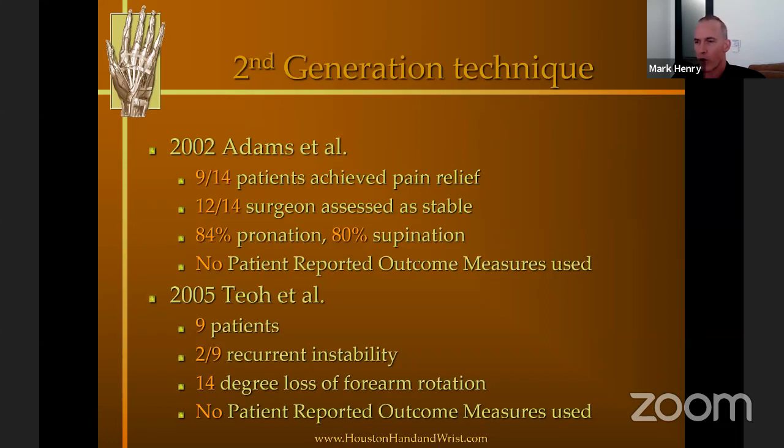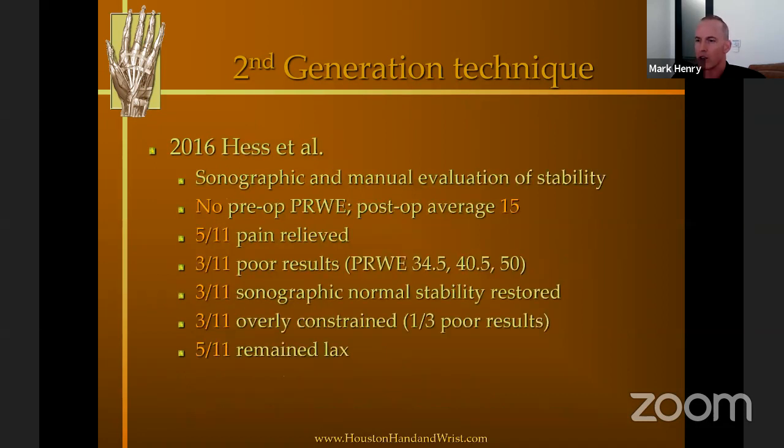Steve's already gone over some of the results from the second generation technique, so I won't rehash them. One of the things it does though, is if you make it tight enough that they're not unstable, you're going to restrict motion because you're creating a non-physiologic, non-anatomic constraint. And this was also shown in some of the other studies by other authors. And we're not using PROMs in those studies. And that's going to be very important, as I'll show you at the end of my talk, because it's hard to use the other objective measures to really say whether it's working or isn't.